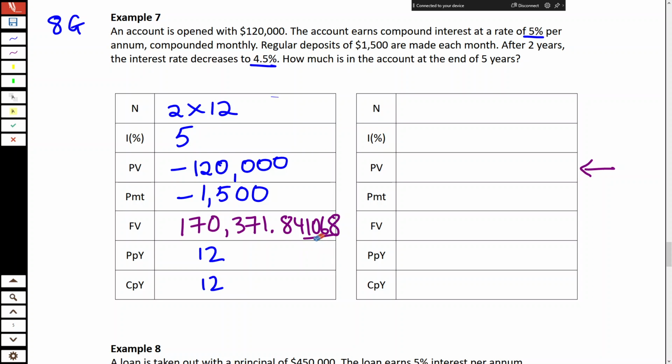The other thing I'm going to mention here is when we define the new starting value for the next 3 years, it's not positive anymore, it's negative. Why is it negative? It's your money in the bank. Effectively, you have given away $170,000 to the bank. So when you do this calculation, you must keep those extra decimal digits. If you don't want to type it, press Control C and Control V on your CAS calculator and it will copy the number for you.